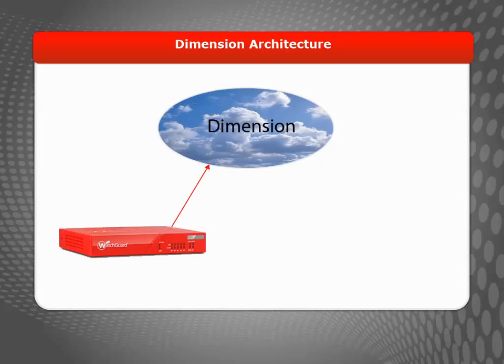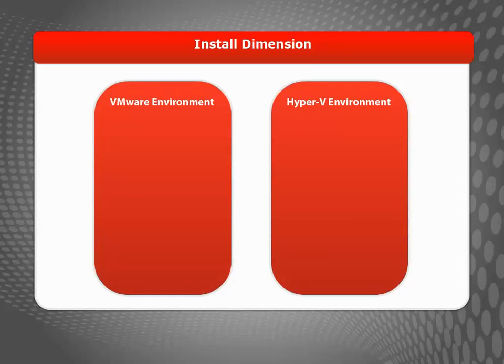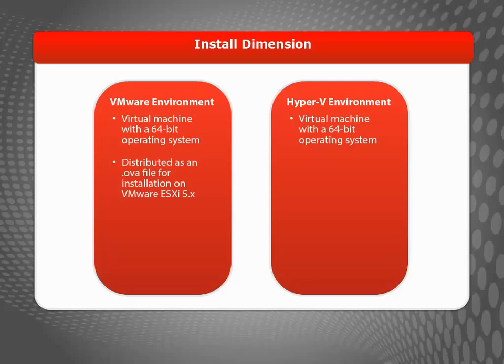WatchGuard Dimension can accept log messages and generate reports for any device that runs Fireware XTM OS. It can also accept log messages from WatchGuard Management Server or Quarantine Server. You can install Dimension in a VMware or Hyper-V environment on a virtual machine with a 64-bit operating system. Dimension is distributed as an OVA file for installation on VMware ESXi 5.x.